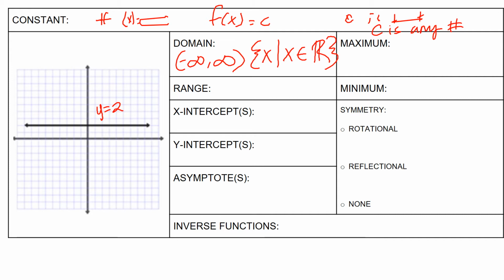Your range is just whatever y is. So the range here is what? 2. The one for this one is y equals 2, so we write y such that y equals 2. But is there going to be 2 for every single problem? No, it depends on what it is. So in this case, our c equals 2, and that's why we put a 2 there. Okay, there isn't an x-intercept, so NA, unless y equals 0. So there's only an x-intercept if y equals 0.